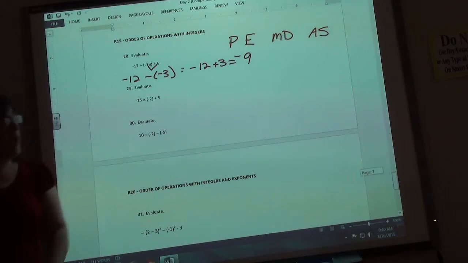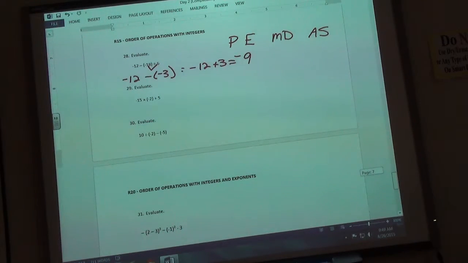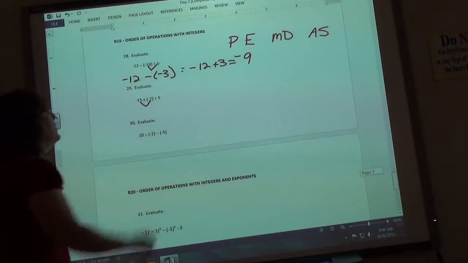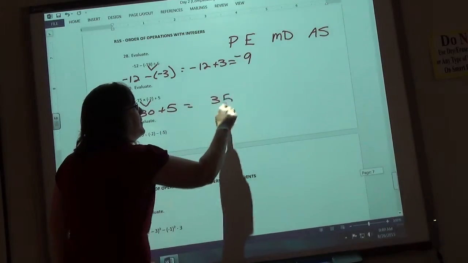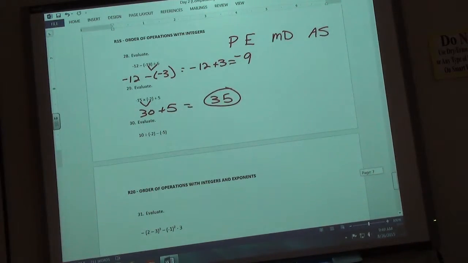So on number 29, if I'm following my order of operations, which step should I do first? 15 times 2. The multiplying. Negative 15 times negative 2 is 30. So I have 30 plus 5, which we know is 35, right?